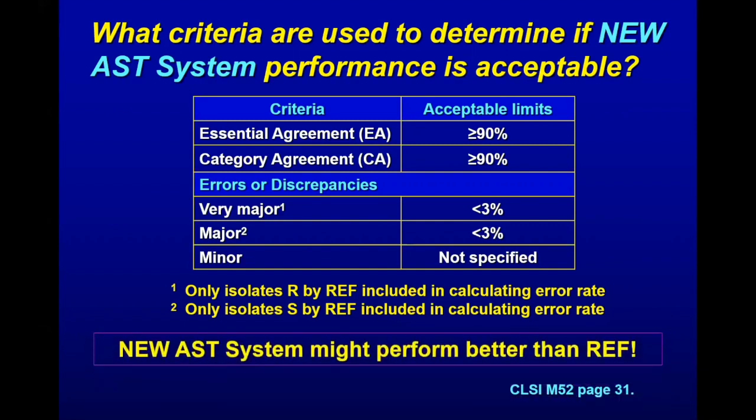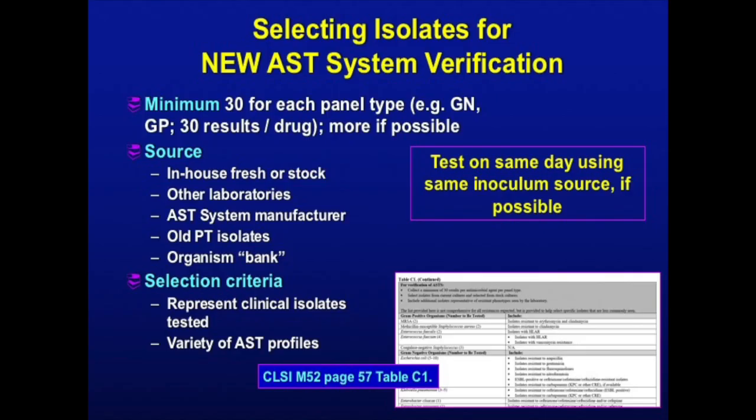Okay, the other thing we need to keep in mind is sometimes our new system might perform better than the reference method. So here too, we're going to define in our resolution of discrepancies how we're going to approach this if we get a different answer from the new system compared to the reference, and which one we're going to consider as the correct result. All of this is described in our CLSI M52 document. We've included on many of the slides you've seen the page number where you can locate this information.